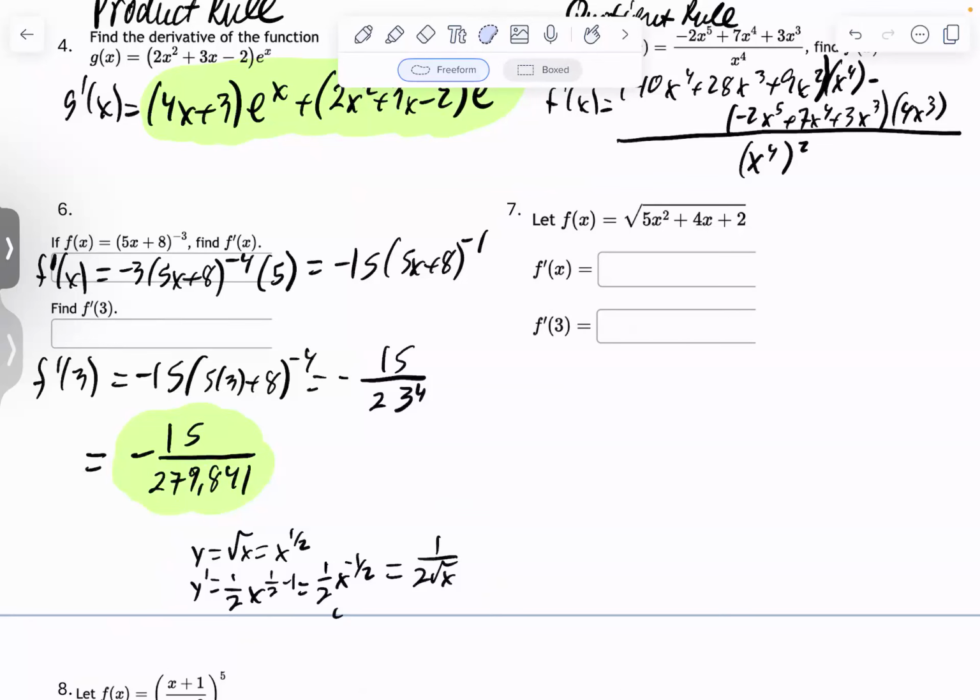All right. Keeping all that in mind, x in my original example down here is the 5x squared plus 4x plus 2. We'll get to that. So this whole thing becomes 1 over 2 times the square root of 5x squared plus 4x plus 2, times the derivative of what's under the radical. That's going to be 10x plus 4. That is messy.